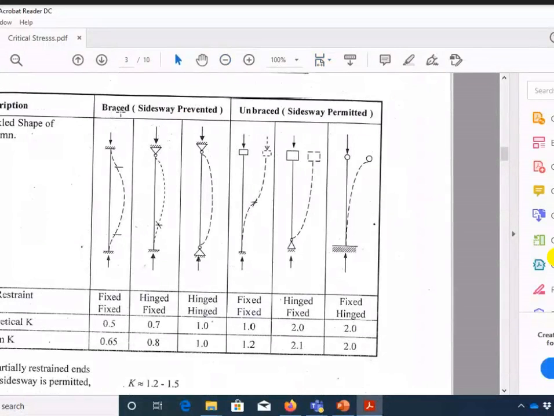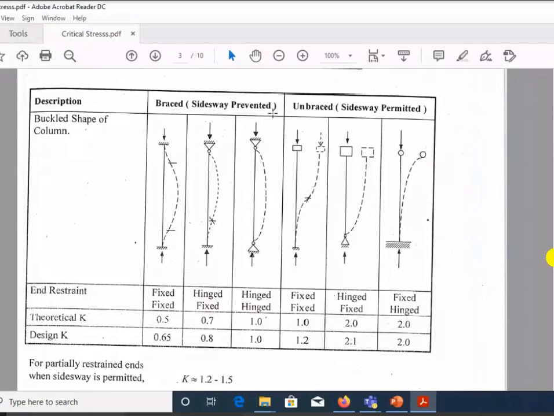So here you will see that these three columns are for side sway prevented, and these three columns are for the K value for side sway allowed or permitted. So one end of our column is pin and the other end is fixed. If side sway is not allowed, then the theoretical K value is 0.7, but in design we may use 0.8. So the K value about the y-axis may be 0.8.